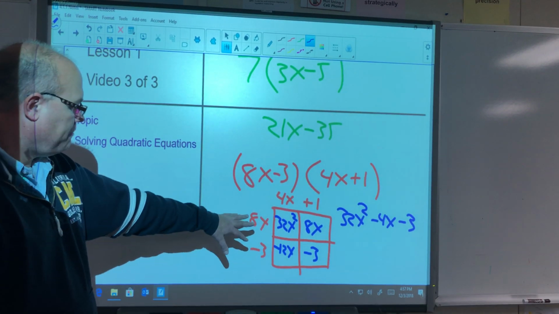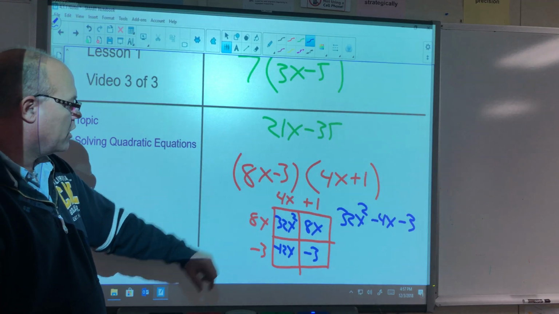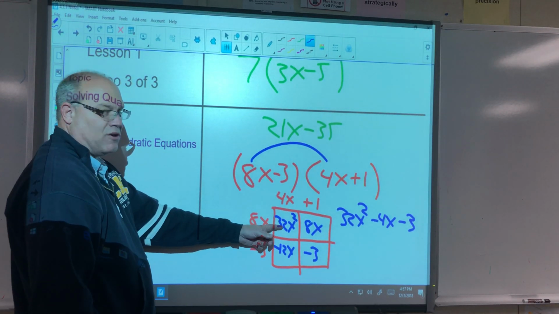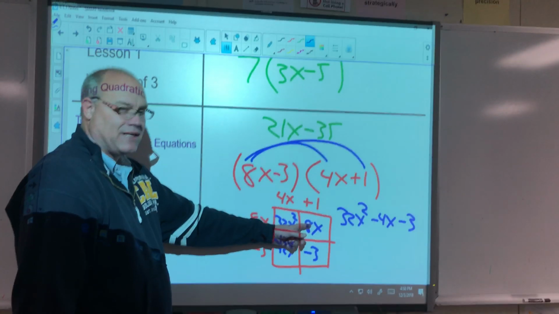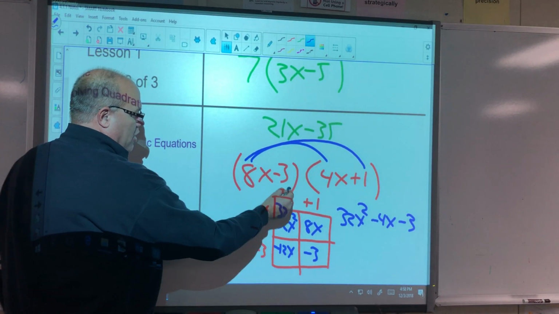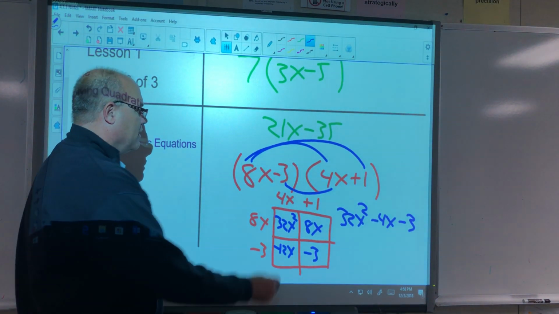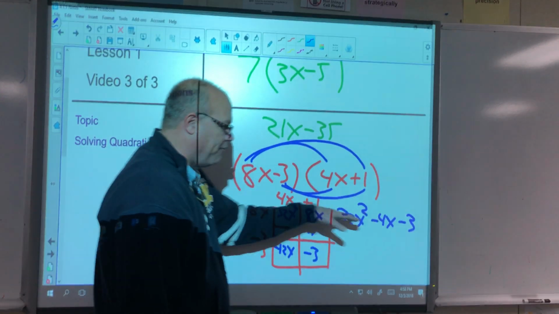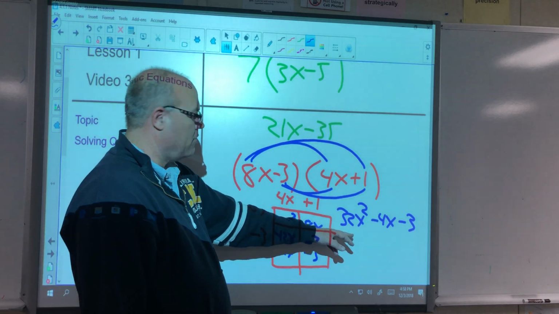Some of you are not big fans of generic rectangle. You prefer to do distributive property. The way that would work is you go here. 8x times 4x, you'd write 32x squared. And you go 8x times 1, you'd write down 8x. And then you go negative 3 times 4x, you write down negative 12x. And then you go negative 3 times 1, and you write down negative 3. So you have 4 terms here, and then you combine like terms, you get down to the trinomial.